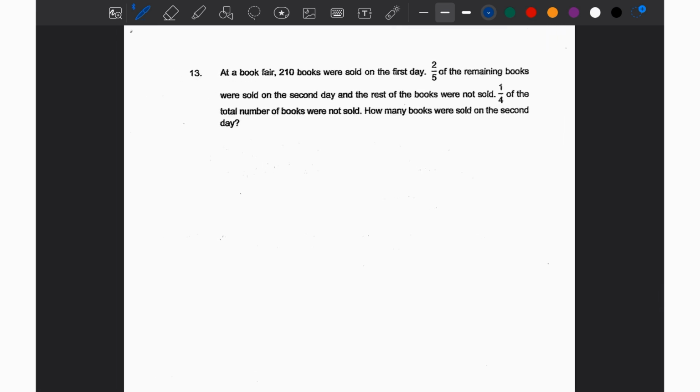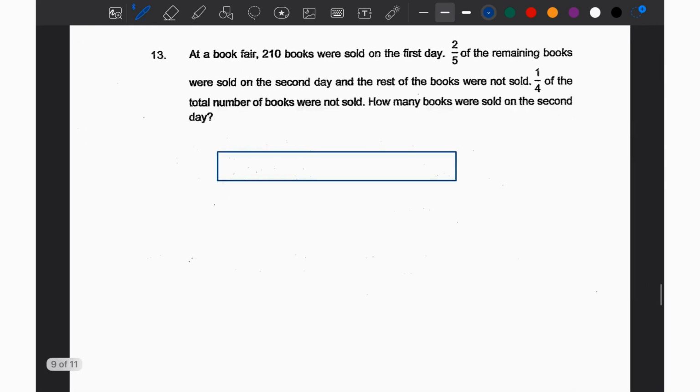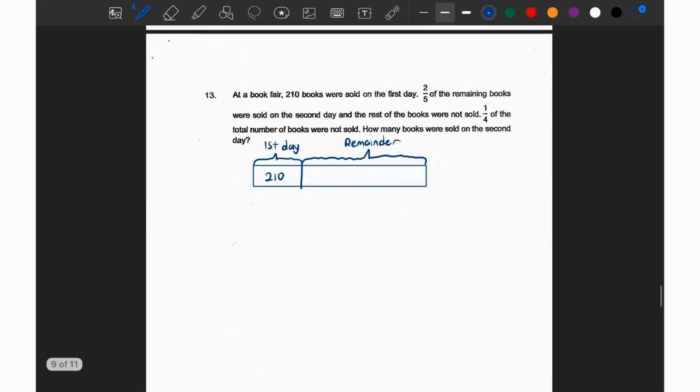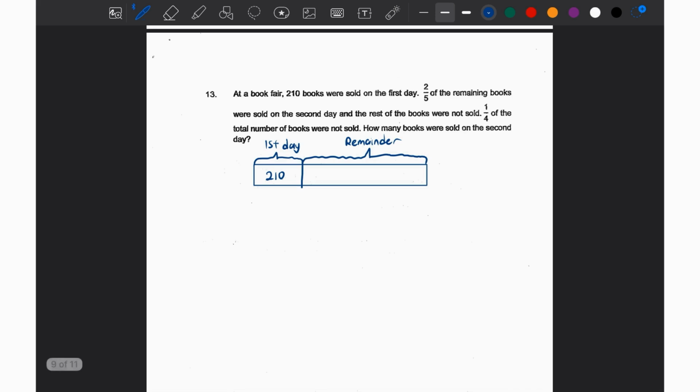Okay, so first we use the bar model. We use a bar model to represent, in this case, our total number of books. Okay, so for the first day, we sold 210. So we can just cut a portion for 210. This is the first day. Okay, and then what we left at the back here is the remainder. Okay, then after this, we sell a fraction of the remainder. So our remainder here, we can actually redraw it below as well.